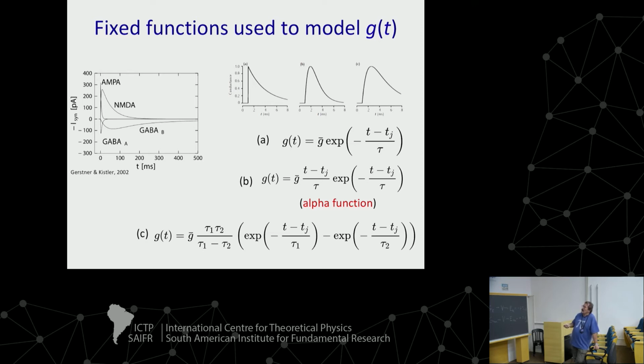You can use the so-called alpha function, which is a function that has a rise time and decay time. The rise time is not instantaneous, so you capture the rise time, and then the decay time. It is very popular among models of biophysically detailed ones. And the most detailed one, if you want, is just the sum of two exponentials, which is this equation here, which gives you this behavior here. So you can choose one of them.